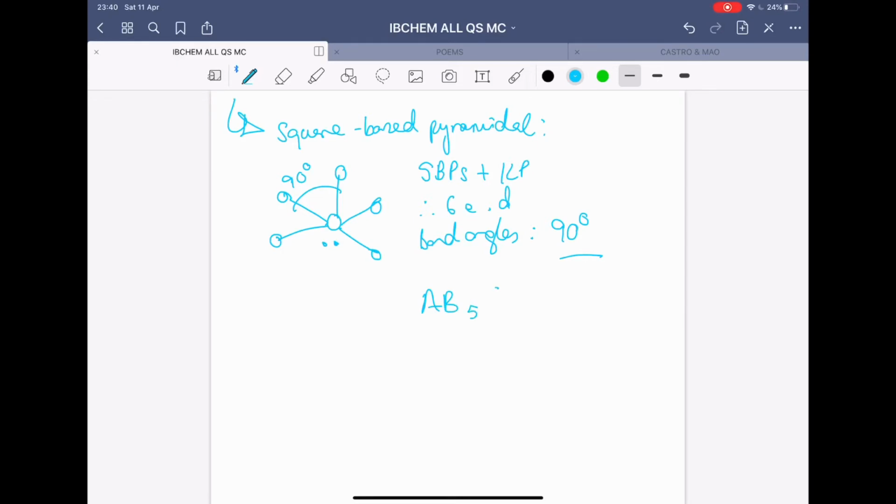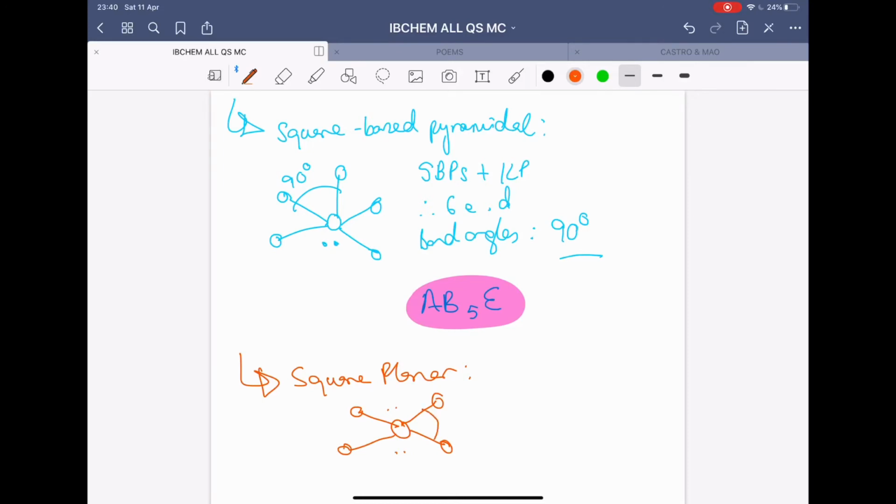And the overall structure of this molecule is AB5E. That being 5 bonding pairs of electrons and 1 lone pair of electrons. And I think the final version of octahedral is square planar. And that simply is 4 electron domains and 2 lone pairs of electrons. So in between those bonded pairs, you've got 90 degrees.